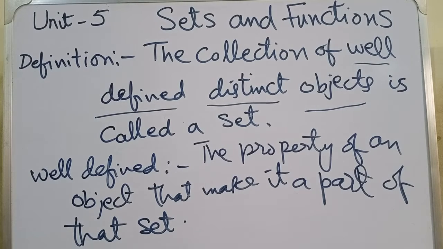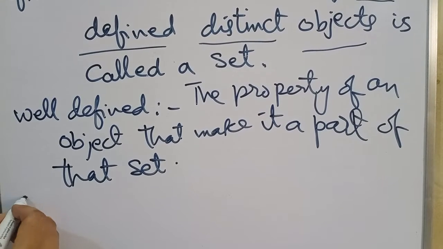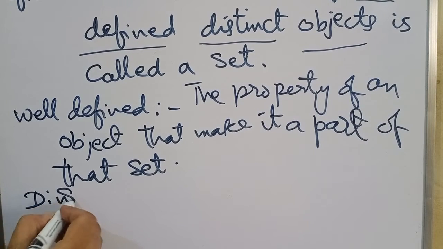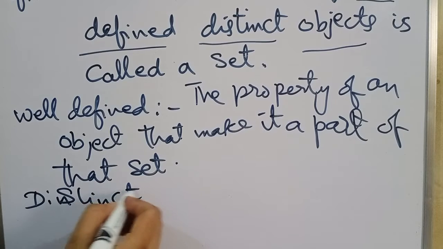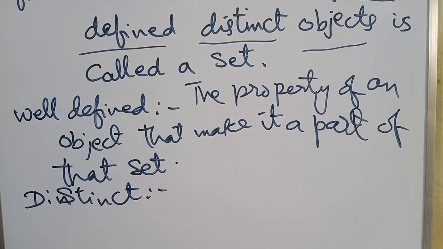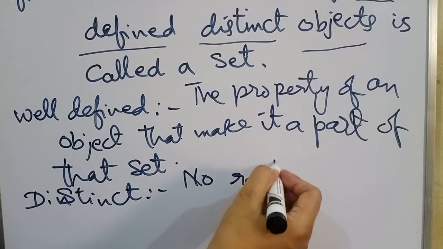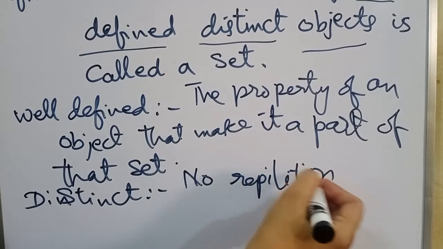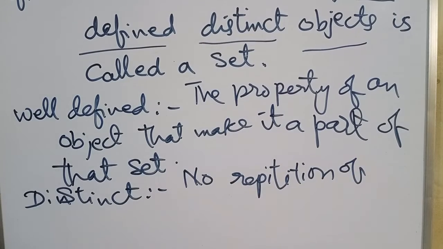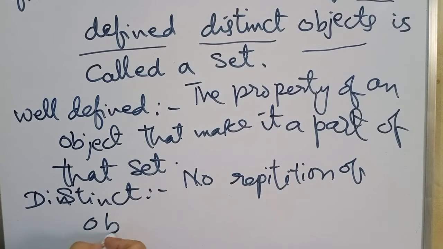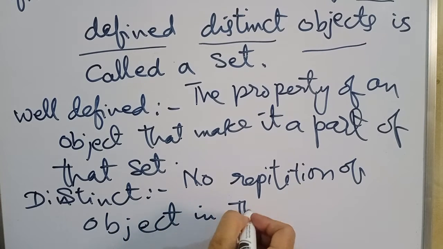The second is distinct. As its name indicates, the word distinct refers to the uniqueness, that there should be no repetition of the object in that set.